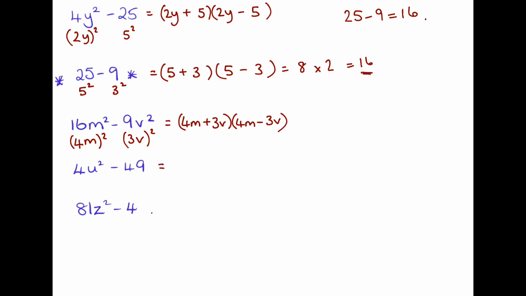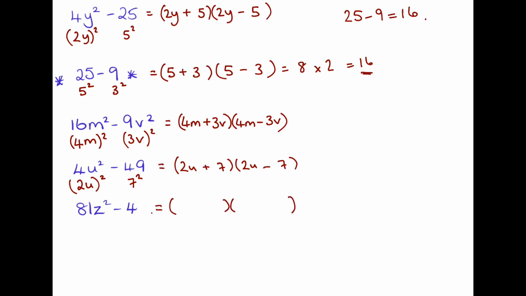Okay? Then, so you should be spotting these by now, that the thing that's squared to give us 4 is 2. So that's 2u squared. The thing that's squared to give 49 is 7. So these 2 brackets are 2u in the beginnings, 7's in the ends, and a plus and a minus. Okay, and then the very last one for today.